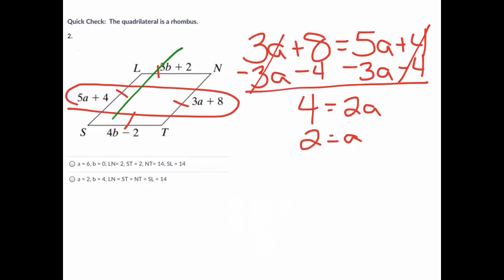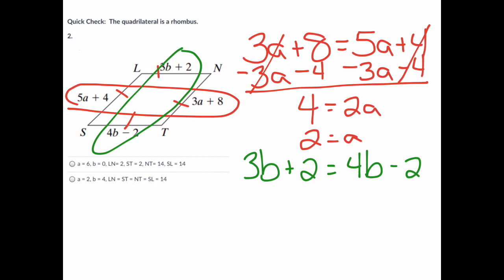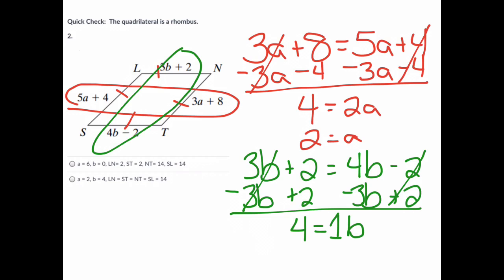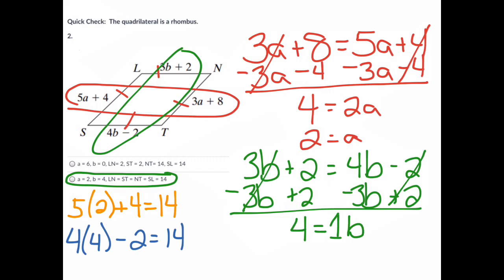And when you want to do the b sides here, we'll put those equal to each other as well. So 3b plus 2 equals 4b minus 2. And we'll get that b equals 4 when we do our algebra. And since it's a rhombus, all the sides have to be the same. And if we plug in the a equals 2 or the b equals 4 for any of these, what we'll find is that each of these sides equals 14. So I did that over here in yellow and in blue. I plugged in the 2 for a and I plugged in the 4 for b. And either way, we get 14.